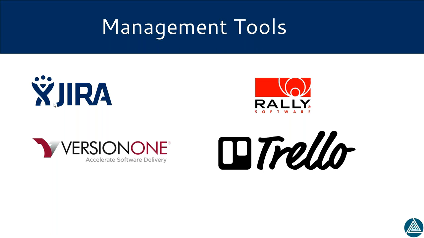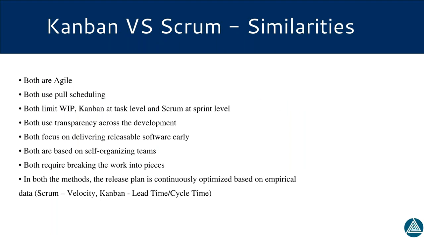Okay, let's go on. Similarities between Kanban and Scrum. Since they are both agile, they have a lot of similarities. They both use the pull scheduling. Sebas, you were saying that Scrum also uses push, but you can also use the pull scheduling, the concept. They both limit work in progress.